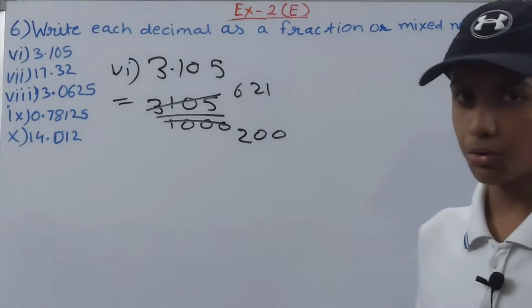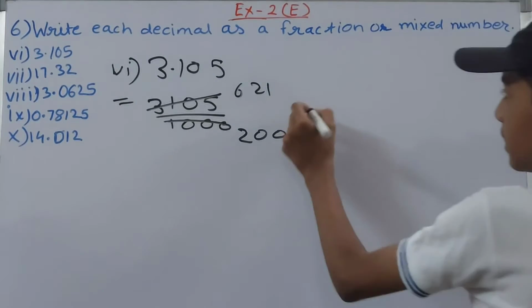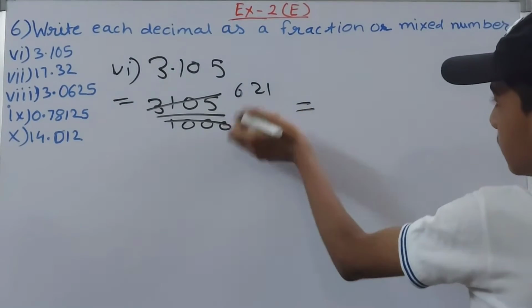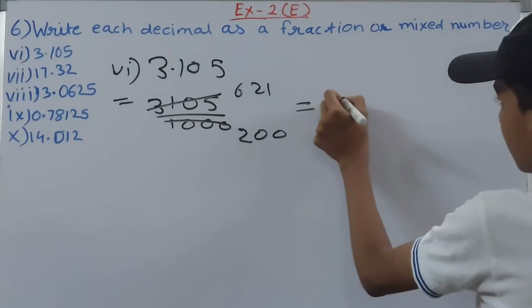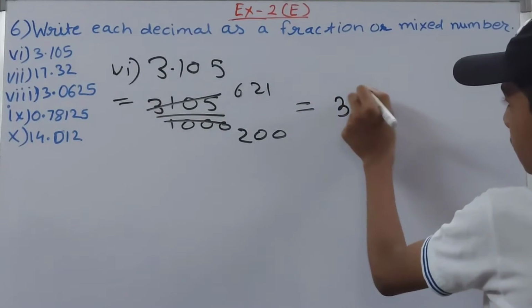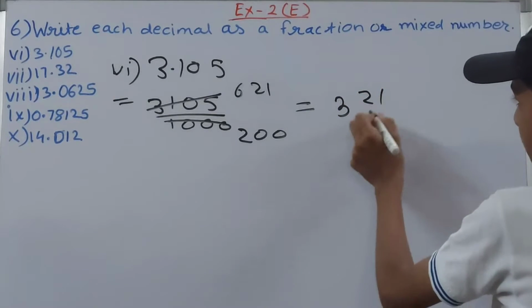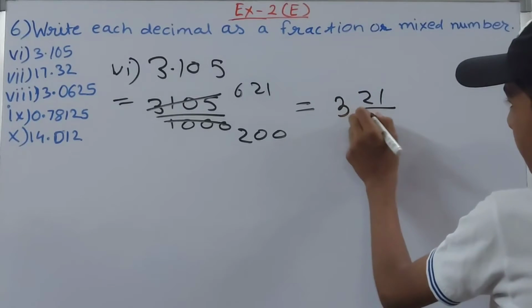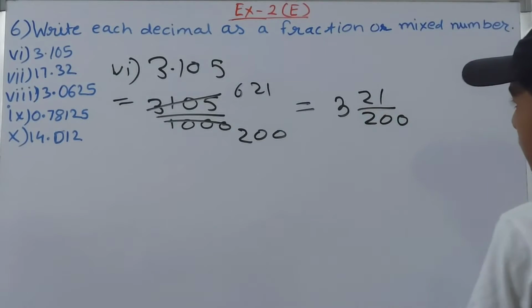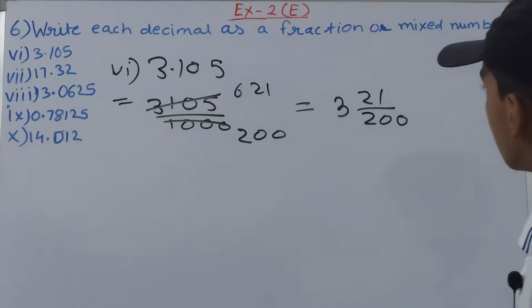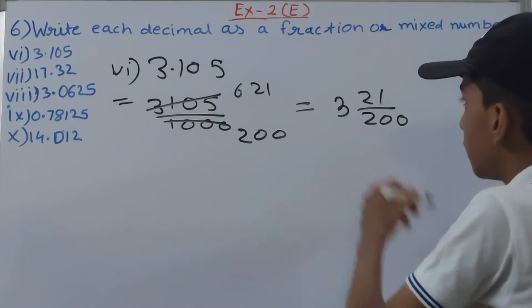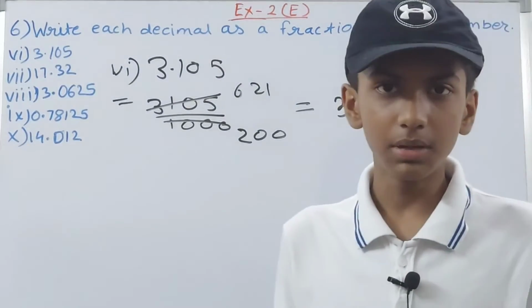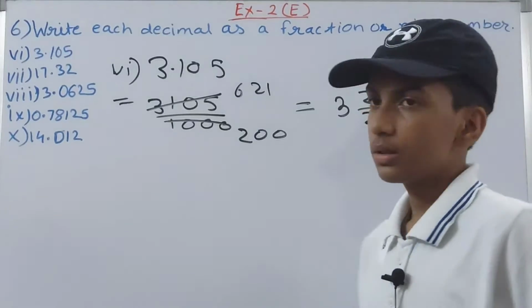Let's solve it. 600 goes how many times by 200? 3 times. So 3 whole and 21 upon 200. Is 21 a prime number? No, it's not, but can it still be simplified with 200? No. So 3 whole 21 upon 200 becomes our answer.